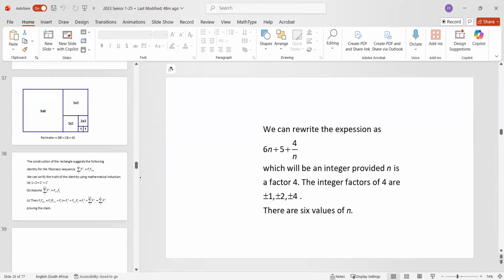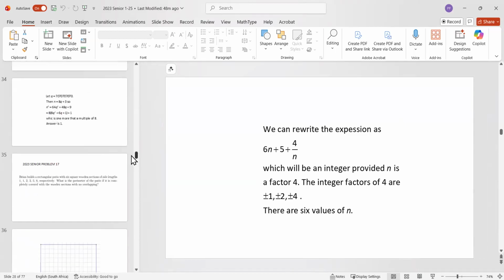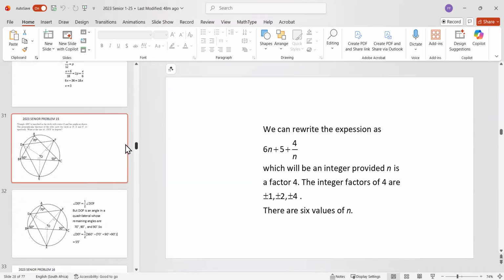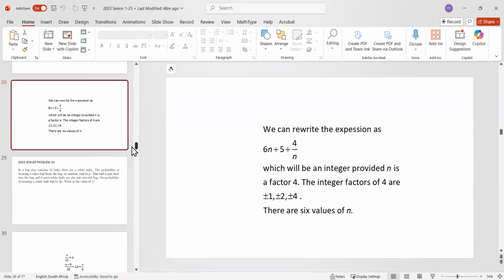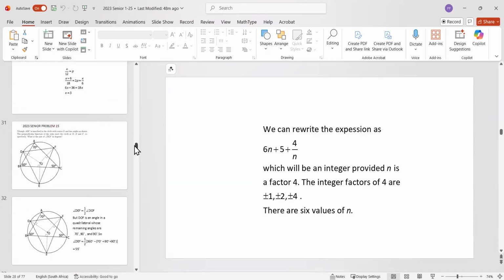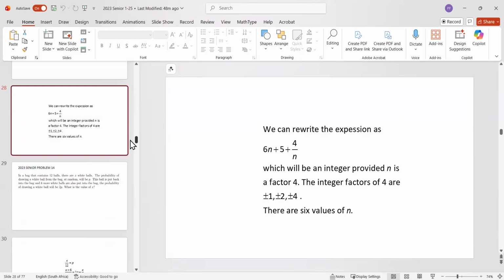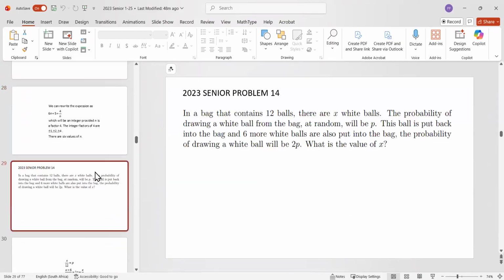Okay, let's get on to the next problem. Now the next problem is the following. It says that in a bag that contains 12 balls, it's problem 14, there are X white balls. The probability of drawing a white ball from the bag at random will be P.